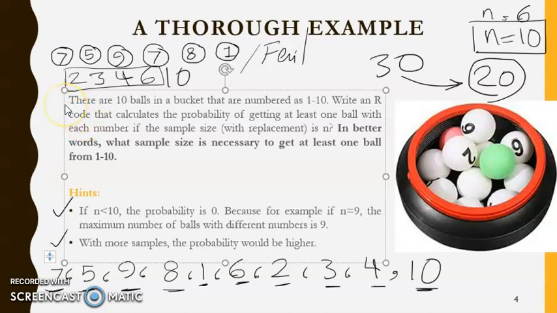So let's check the example again together. There are 10 balls in a bucket that are numbered 1 to 10. Write an R code that calculates the probability of getting at least one ball with each number if the sample size with replacement is n.